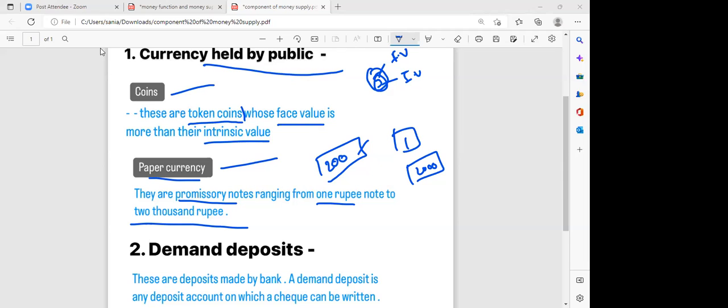Hello. Yes, Naveen, done? I have one doubt. What is that term, intrinsic value? Intrinsic value is basically, for example, whatever the value of your watch is, until and unless I mention the brand, that will be intrinsic value. Once the brand is mentioned, that will be face value. But till then, it will be intrinsic value. Okay.